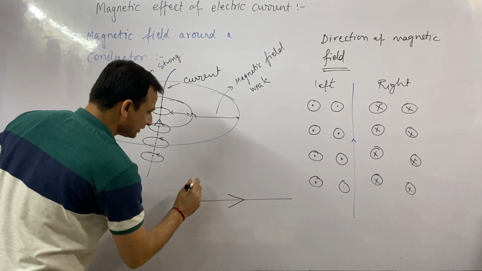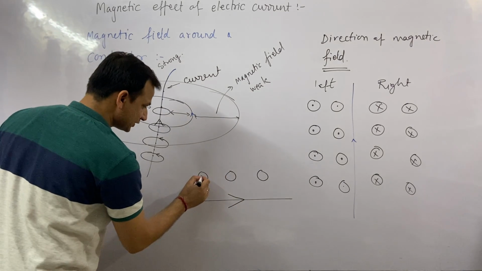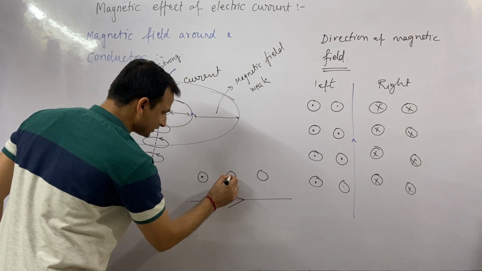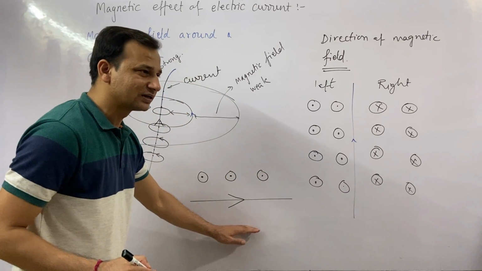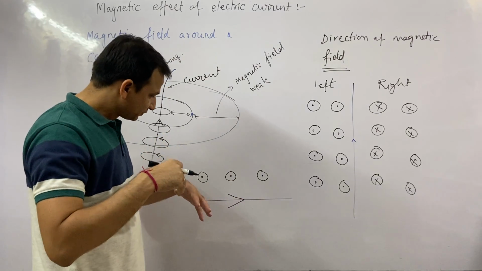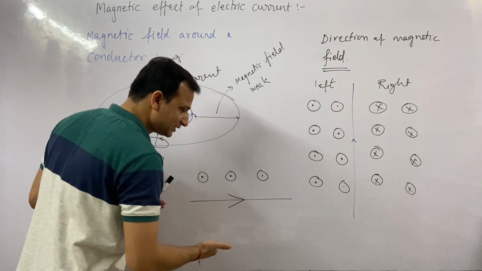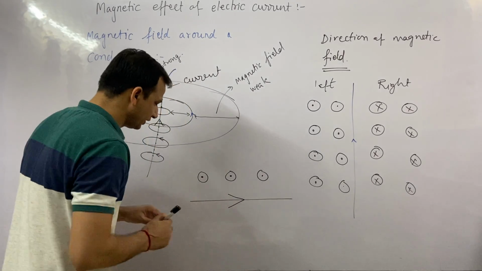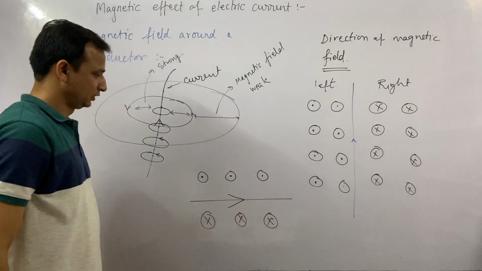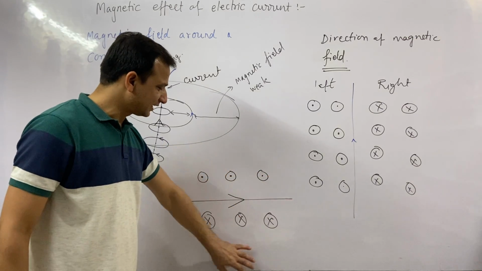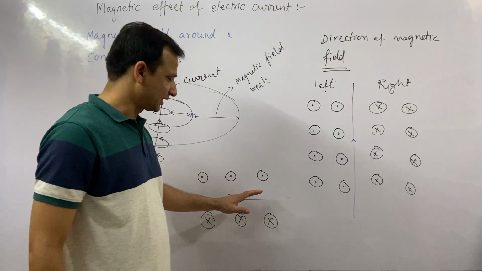So the upper part, this part is pointing towards you. It means we will represent the magnetic field lines by dot. And the lower part of the wire, or we can say the region which is below the wire, it's pointing the magnetic field lines into the page or into the board. Then we will draw it by cross. So this is how we represent the magnetic field lines around a conductor when that conductor is carrying current.